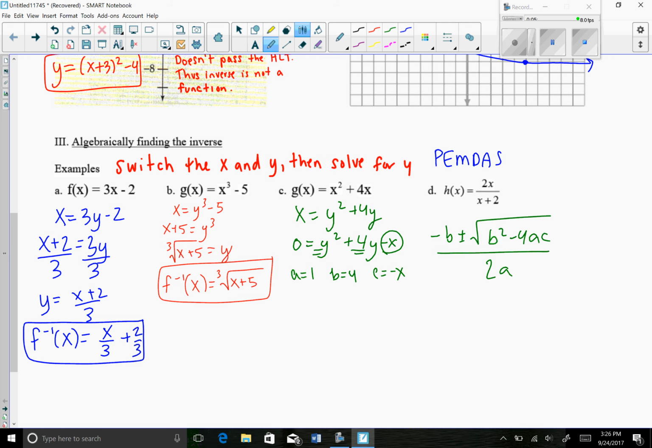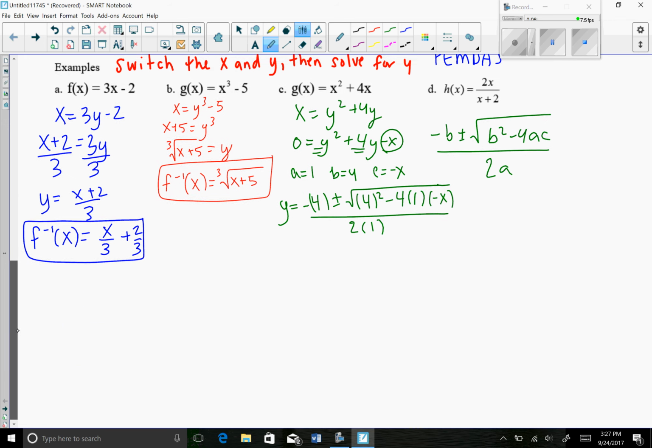So now when I plug that into my quadratic formula, I get y is equal to, not x, because again, we have y here, and that's what we're trying to solve for. So y is equal to negative 4 plus or minus the square root of b squared, which is 4 squared, minus 4 times a, which is 1, times c, which is negative x, all over 2 times a, which is 1. And then we're going to just go ahead and simplify this.